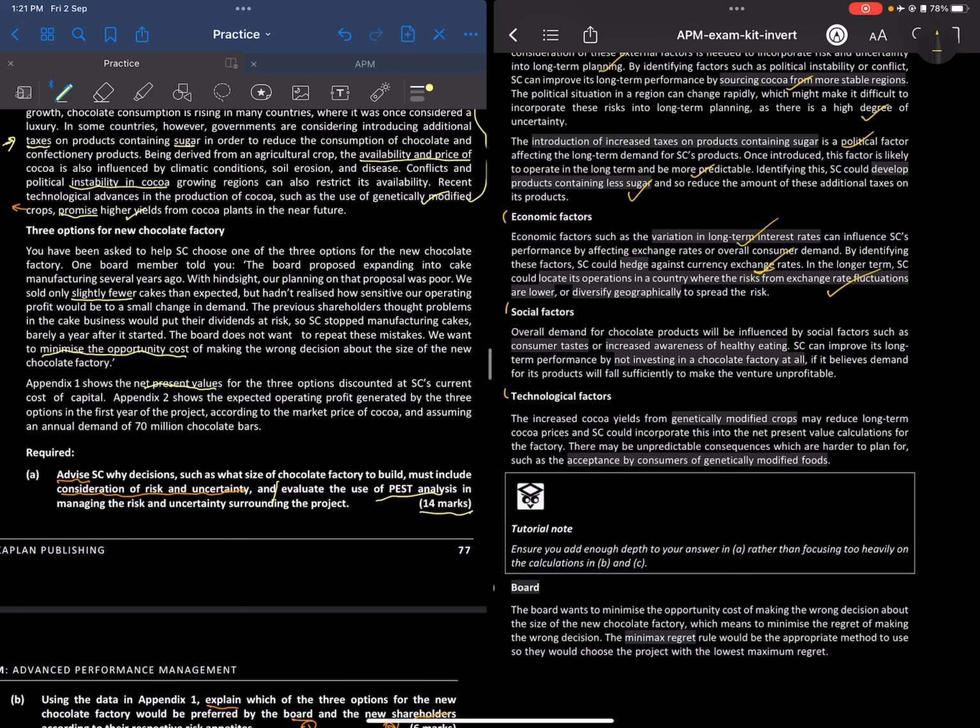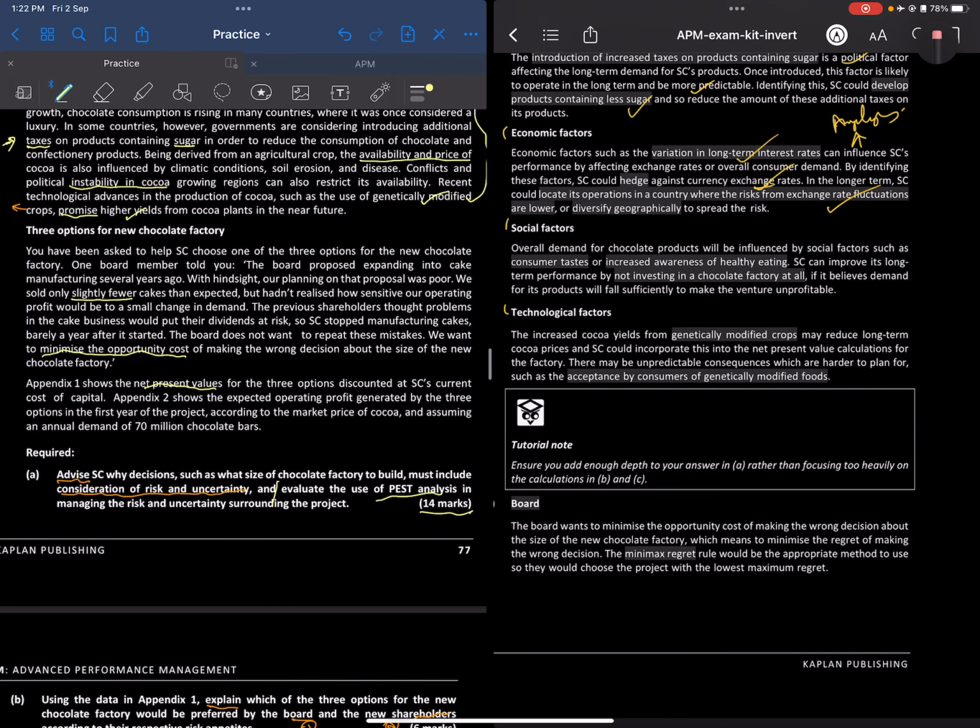You see, there is a very good analysis mark that can be gained over here: when there are changes in long-term interest rates, that will influence the exchange rate, which will in turn affect SC's performance. Okay, so by identifying this, what can be done? We can hedge against currency exchange rates, right? And for social factors, what can be done?